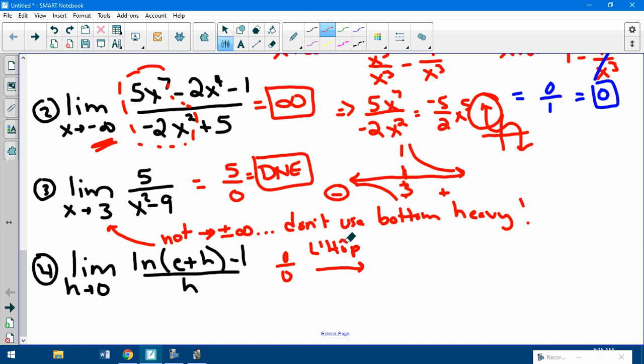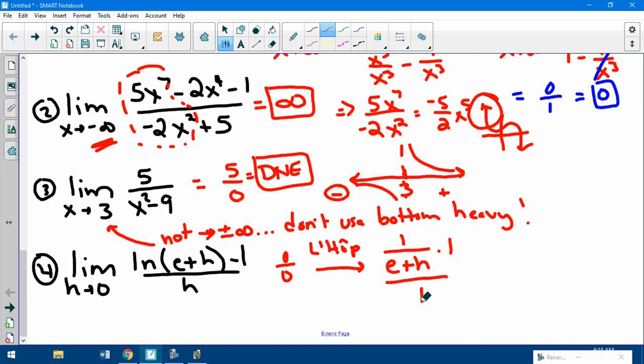If I do L'Hopital, derivative of the top, ln of stuff's derivative is 1 over stuff, technically times the derivative of stuff. What's the derivative of e plus h? E is a constant, so that goes away. H is the variable, so the derivative is just 1. Minus 1, what happens to that? Constant goes away, all over 1.